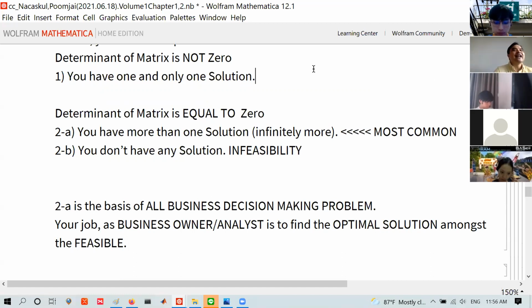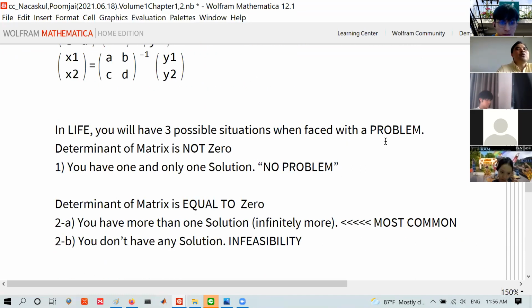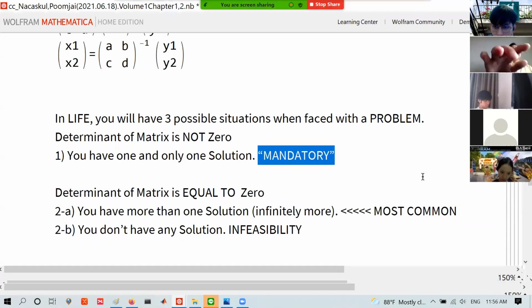Okay? And this situation is called no problem. Well, nobody calls it that. I call it that. Okay? This situation is called no problem. Why? Because it's a problem with one solution. Once you find it, there's no problem to decide. So it's no degree of freedom or no flexibility or mandatory, right? So this is only one solution. This is unique.